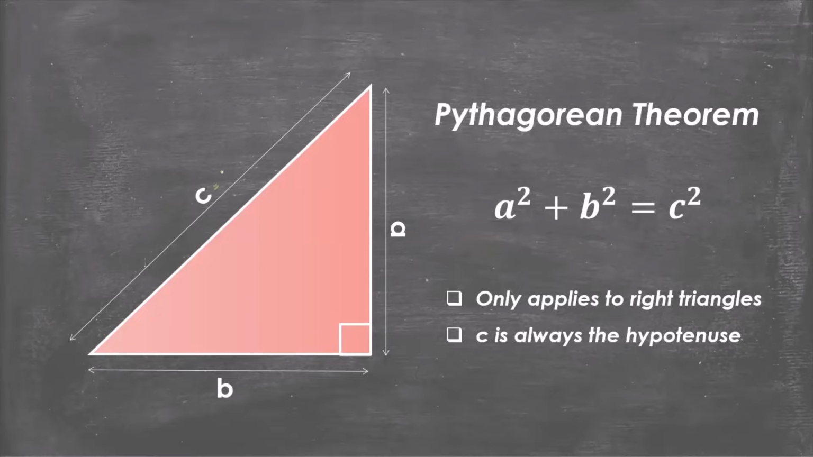C is always the hypotenuse, and it's always opposite the right angle. I would suggest labeling that side first, but you can only use this if you have a right angle. So we need to make sure we have a right angle before we even try to use it. That's very important.